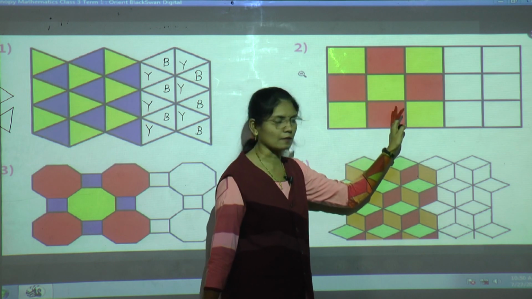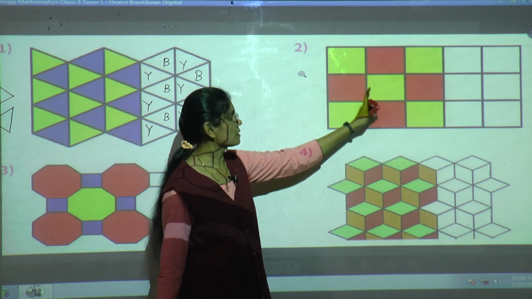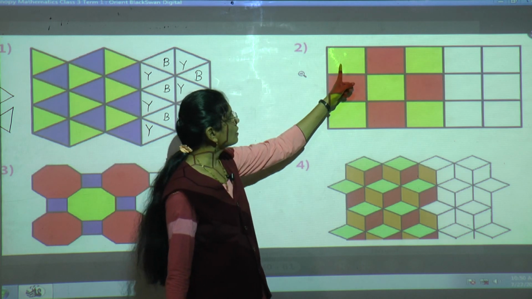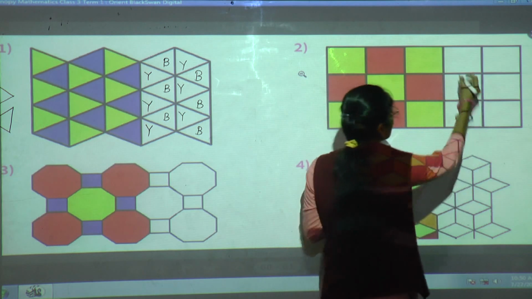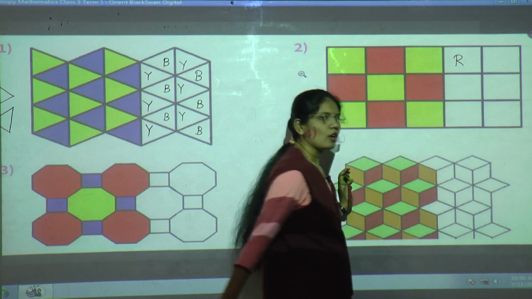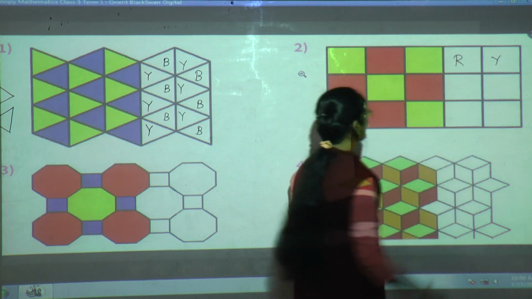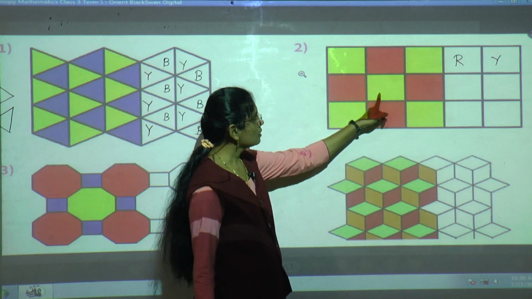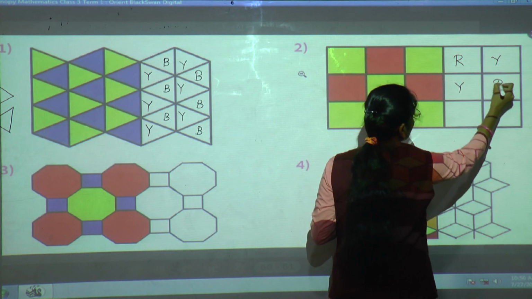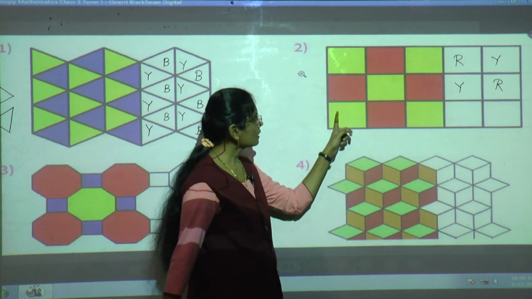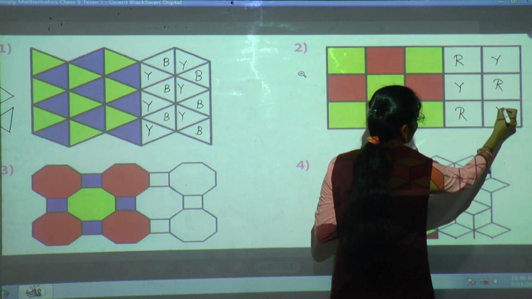It is very easy. Only two colors are there and the shape is square. Only one shape is there. But the colors are yellow, red, yellow, then red. Alternate colors are there. Yellow after red, then yellow again. Again red, yellow, red. Here which color will come? Yellow, and here red. Again yellow, red, yellow, red and yellow.